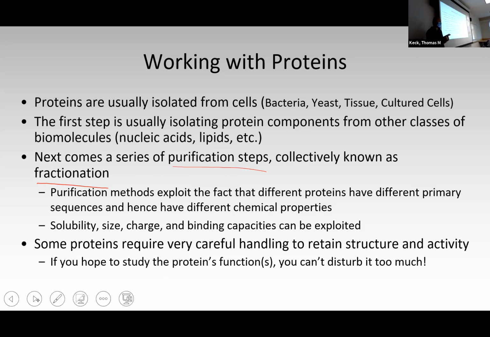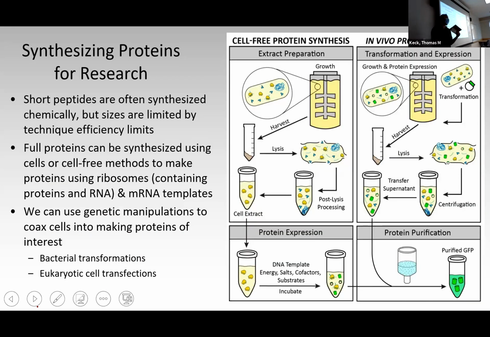So we can take advantage of things like water solubility differences. Some proteins are going to be more soluble, some are going to be less soluble. Some naturally oligomerize with lots of different things, some don't. Proteins can be big or small, they can be positively or negatively charged or more or less polar, and they may bind to specific things. So some of the classic ways that you're going to purify proteins, you've already done. You've started that process.